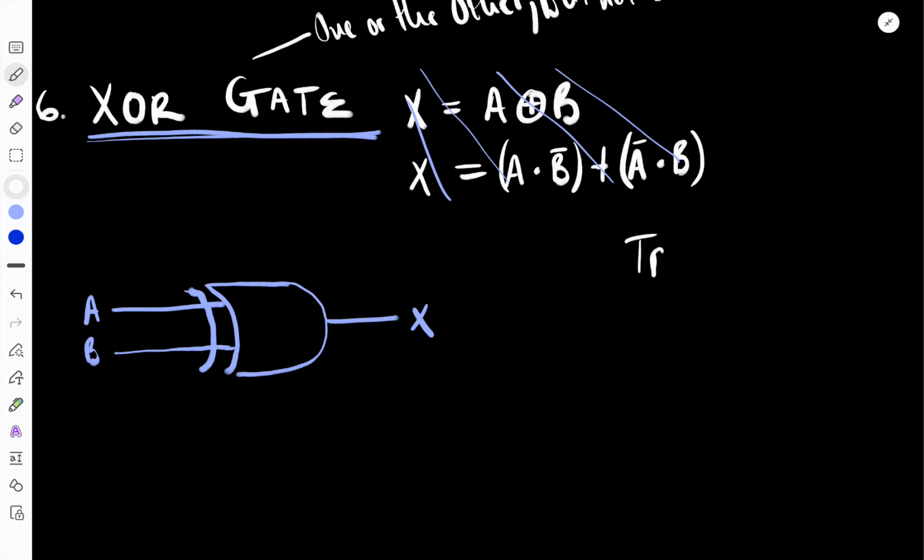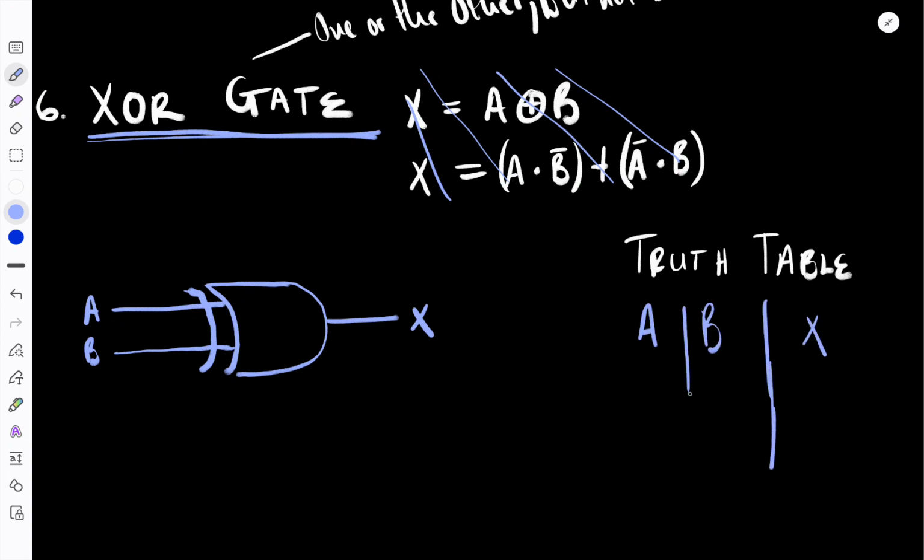So what are we going to do? We put our truth table. It is only high when the 2 inputs are different. That is the other way you can write it. It means one or the other, but not both. So let's put it. We have A, we have B, then we have our output X. So if we put it like this, what are we going to have? Let's draw.